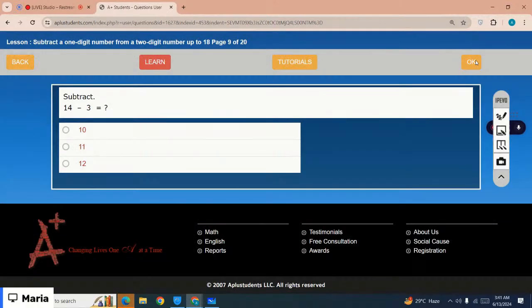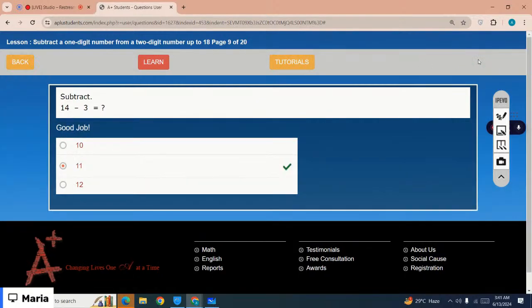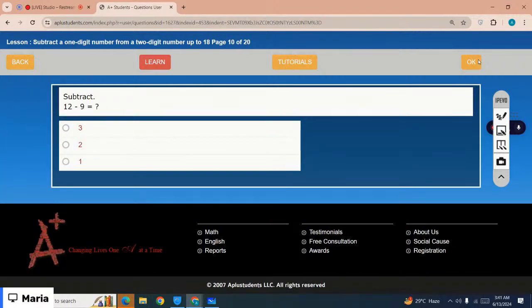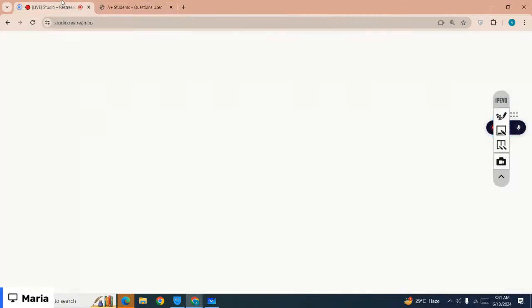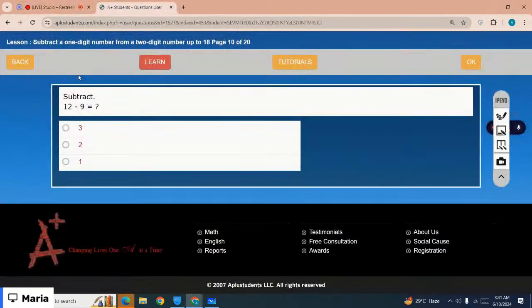The correct option is 11. 12 take away 9, which is the correct option? 12 take away 9 is 3. The correct option is 3. Okay, you can complete the lesson by yourself later today.